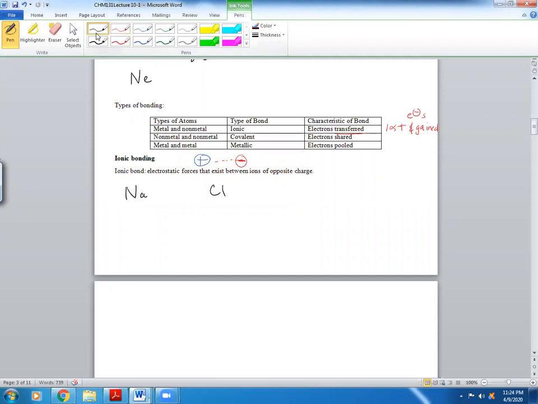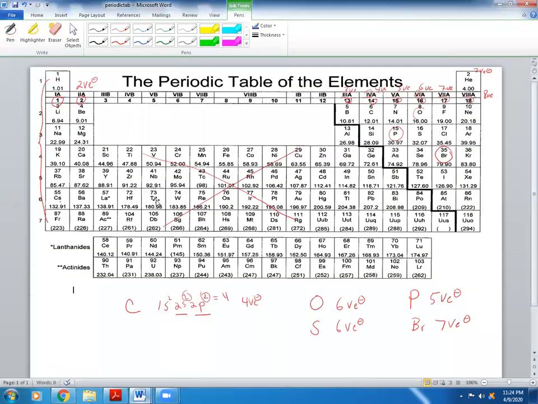Well, let's look at the process, and you should be able to draw an ionic bond if I tell you the process of it. So sodium, let's determine how many valence electrons it has. Here it is. So it should have what? How many valence electrons? Valence, not total. 1. This is group 1.